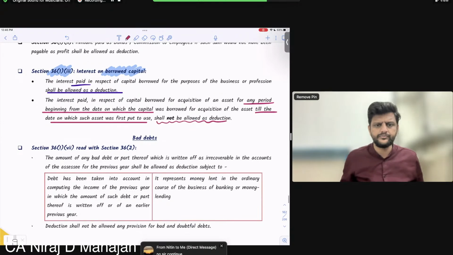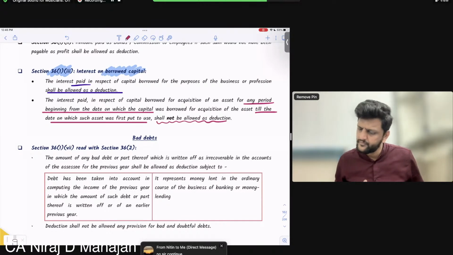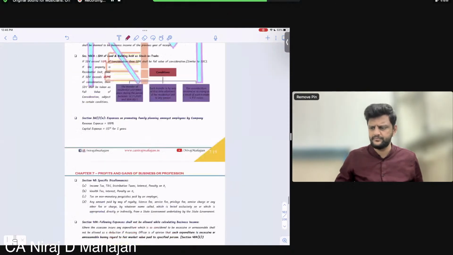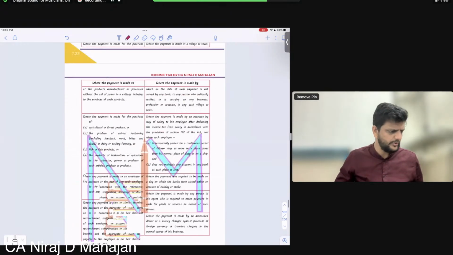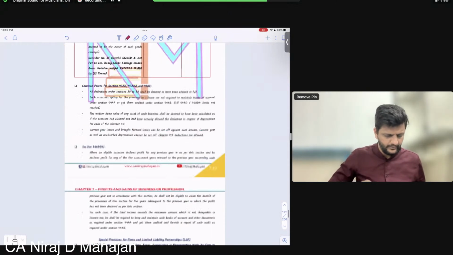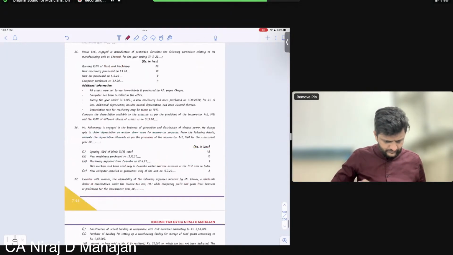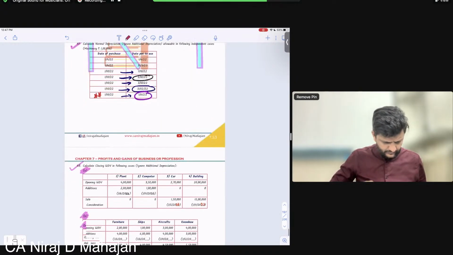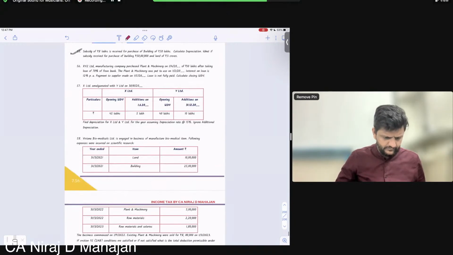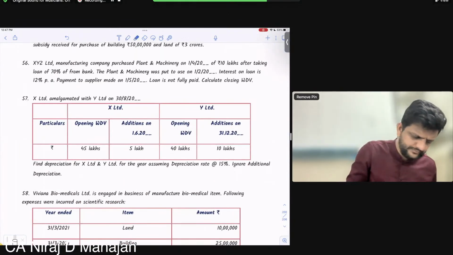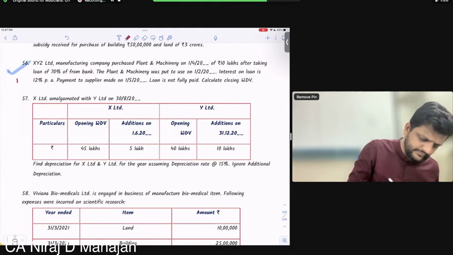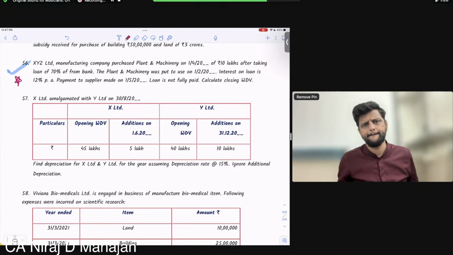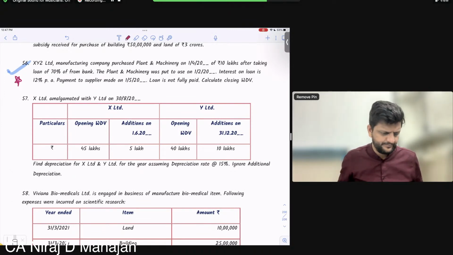Ready? Children, write down in your notebook. Come to question number 56. Ready, all of you? Give a star mark here. Different question. Okay? Everyone there?